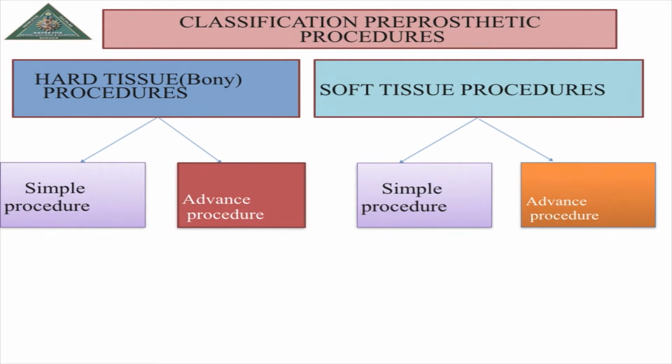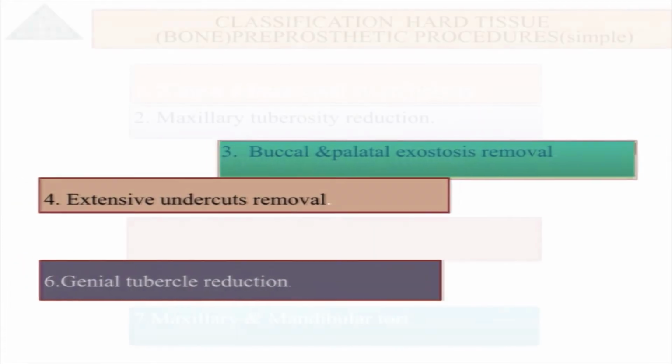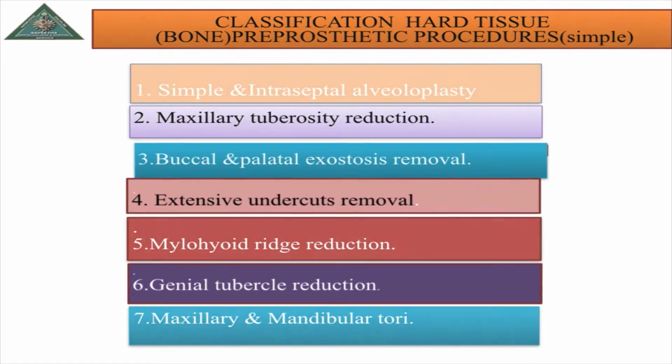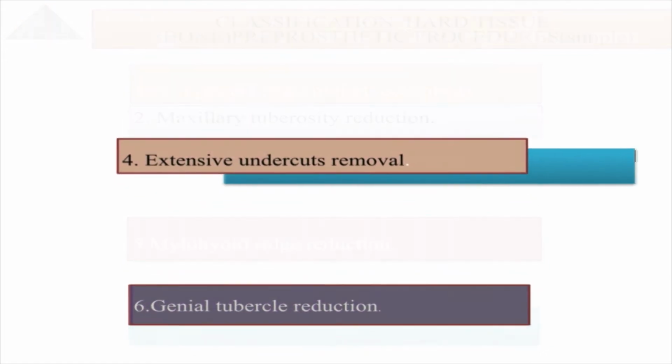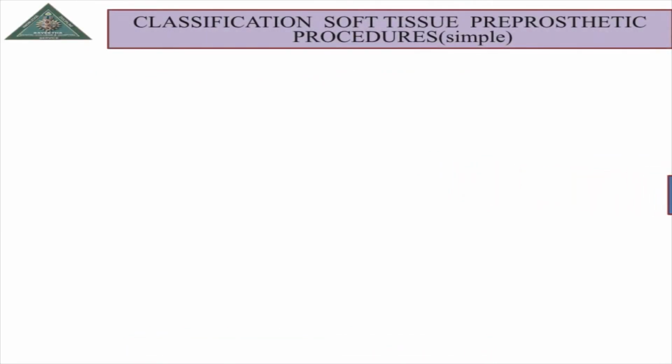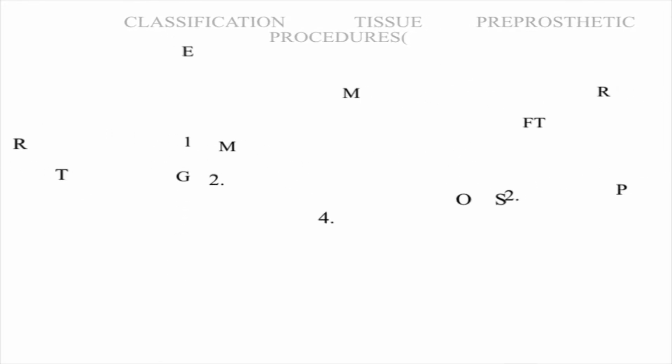Hard tissue simple procedures include various types of alveoloplasties, maxillary tuberosity reductions, mylohyoid ridge reduction, geniotubercle reduction, and torus removal. Soft tissue basic procedures include maxillary tuberosity reduction, hyperplastic tissue excision, labial frenectomy and lingual frenectomy. Considering the advanced procedures done on the hard tissue, these include maxillary and mandibular bone augmentation.